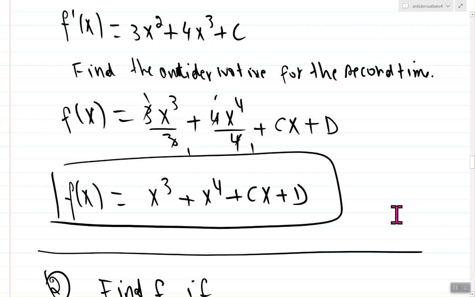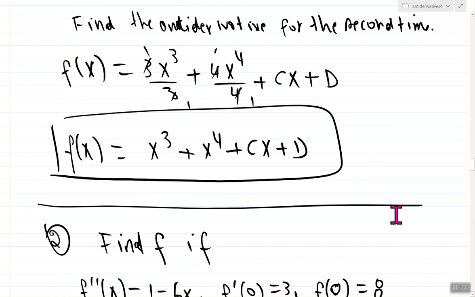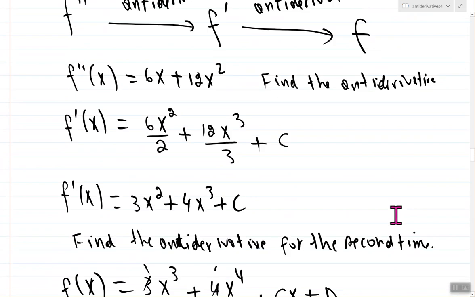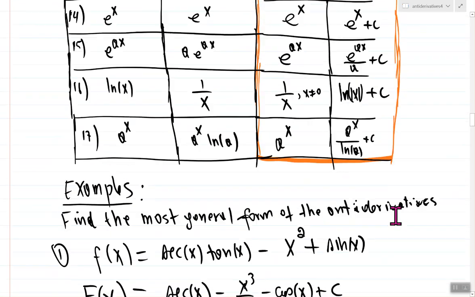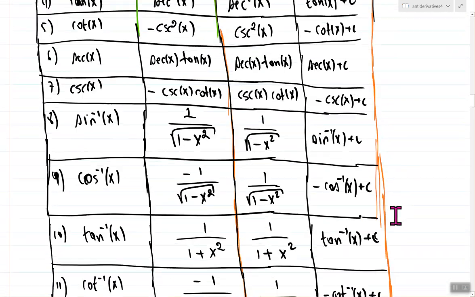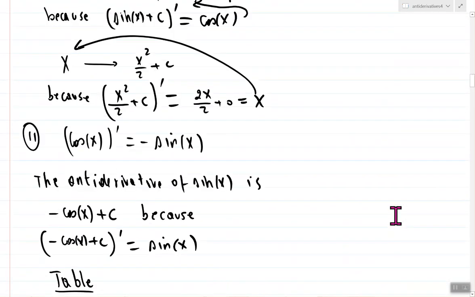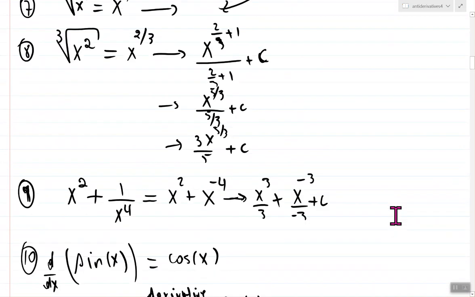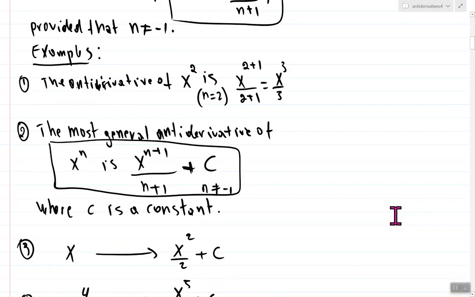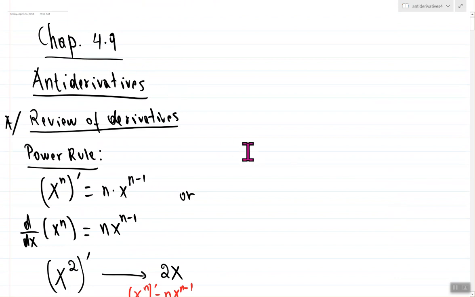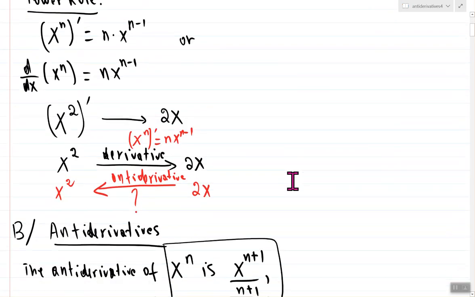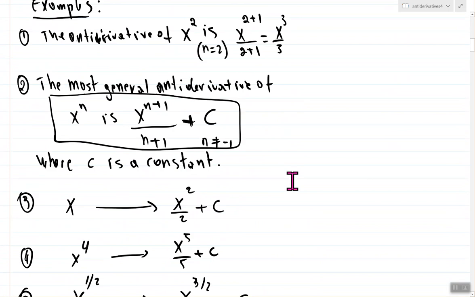Hi, this is the second video on the antiderivative. So basically we're still discussing chapter 4 and section 9. We call that the antiderivatives. So let me just go back to the title. We already did this in video 1, so we're going to continue with the second video on the antiderivatives.